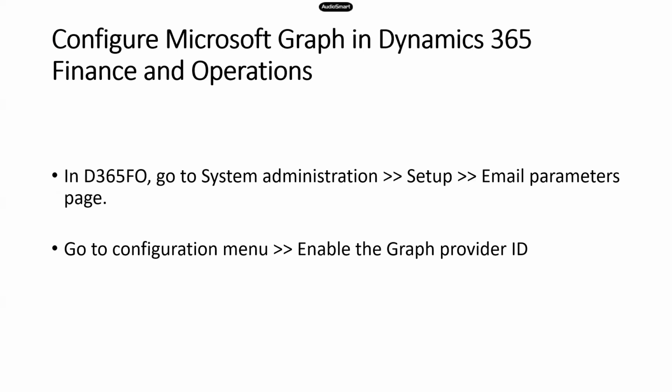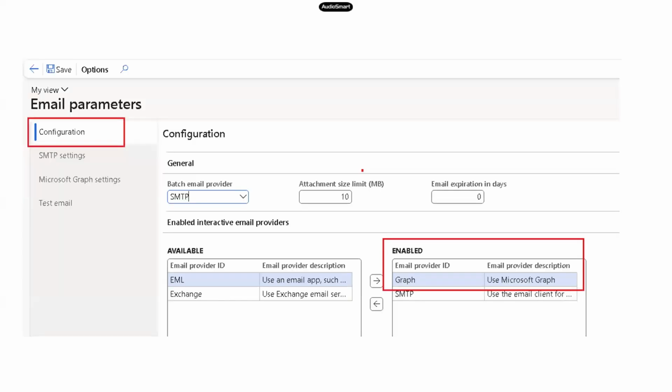Now let's jump into the Dynamics 365 environment. In the Dynamics 365 Finance and Operations environment, you go to the System administration module, and under it, you need to go to Setup and Email parameters. Under the Email parameters, you can see there are four options on the left side. The very first one is Configuration, which you need to click on. And from the Configuration option, you need to select and enable the Graph email provider ID, as shown in this image.